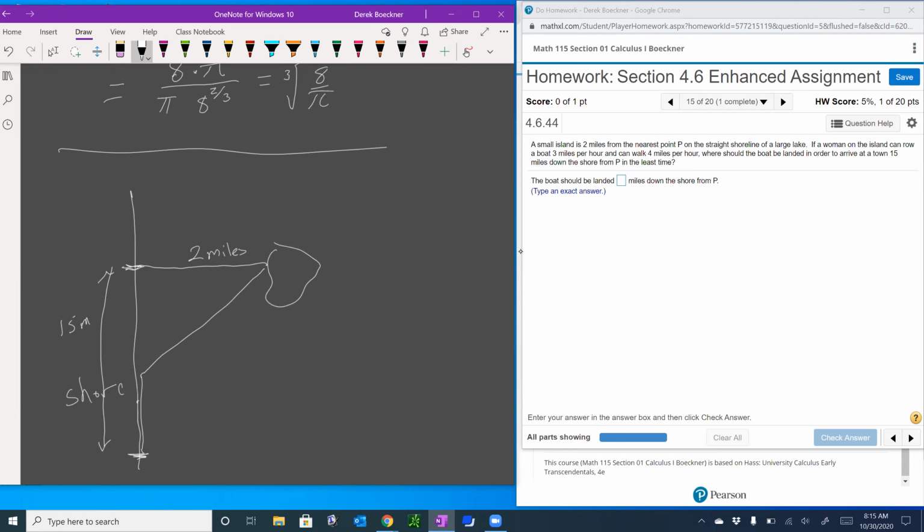Does this make sense? She's faster walking, so she should at least get some of the way down by rowing, but then walk the rest since walking is faster. So this is 3 miles per hour. This is 4 miles per hour. We want to know what x is. Let's call this 0. Let's call this 15. Okay.